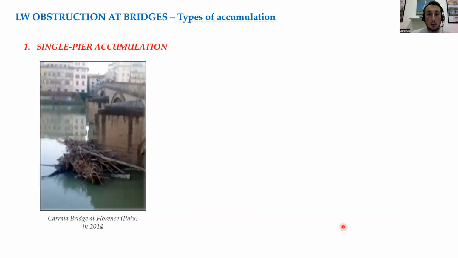Which are the types of accumulation? We can define two main accumulation types. The first one is usually called single pier accumulation. In this case, these elements accumulate at a single pier of the bridge, of course, and we have a particular shape of this accumulation that evolves along the height of the bridge pier.